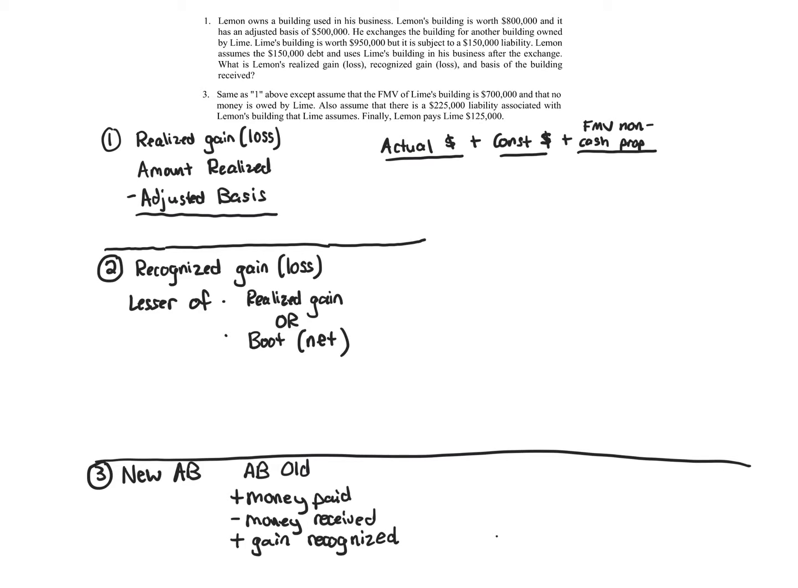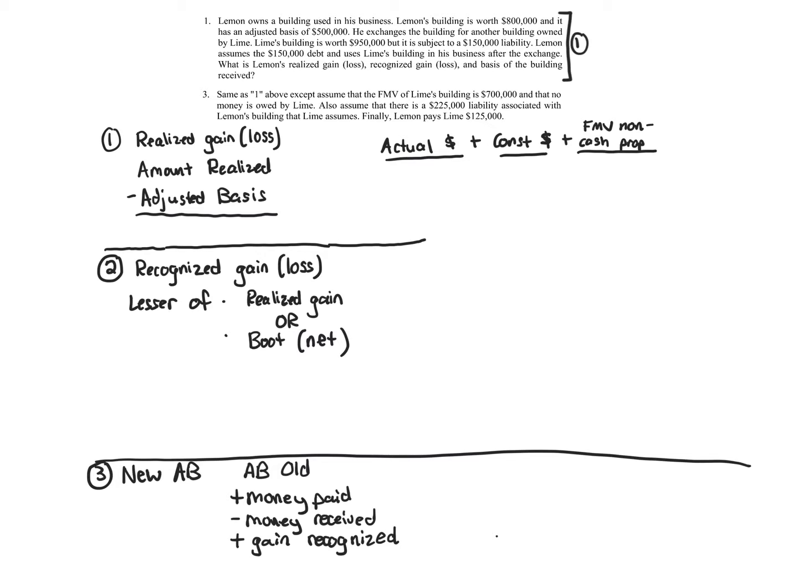Okay, so now we're going on to problem 3. And problem 3 continues with problem 1, which I provided here. Problem 3 says, same as one above, except assume that the fair market value of Lime's building is $700,000 and that no money is owed by Lime. Also assume there's a $225,000 liability associated with Lemon's building that Lime assumes. Finally, Lemon pays Lime $125,000.